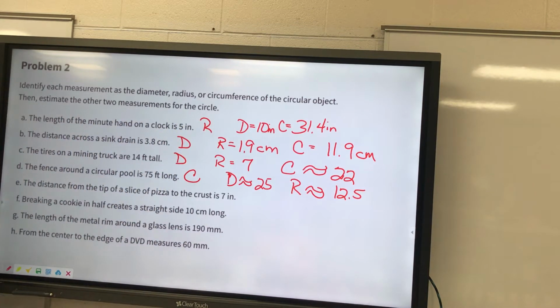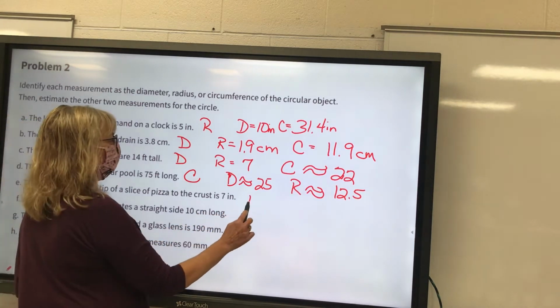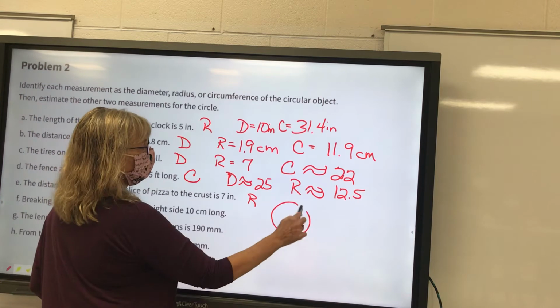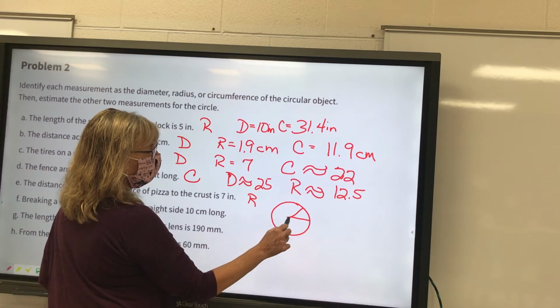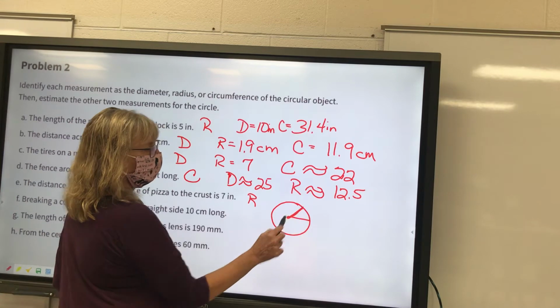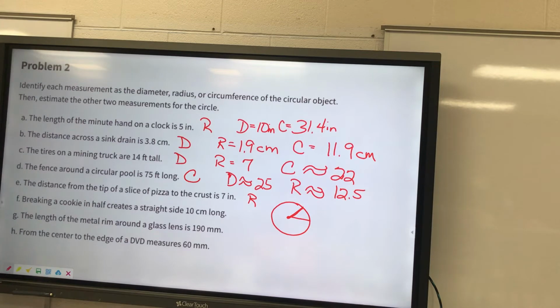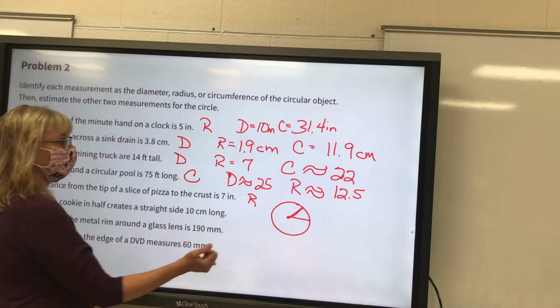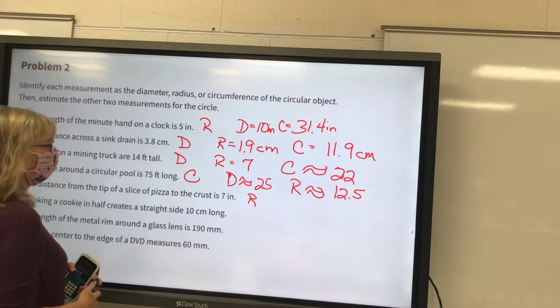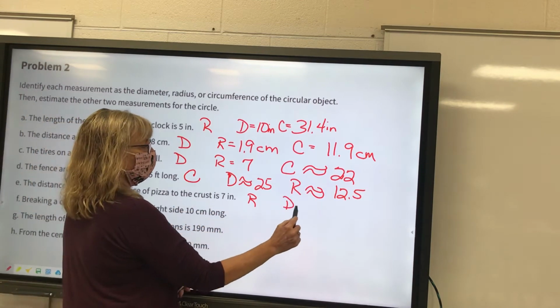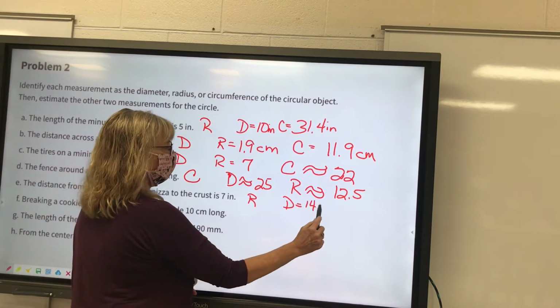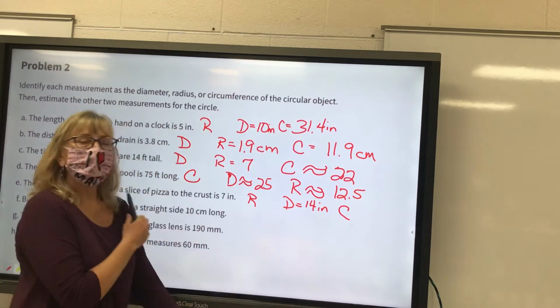Okay? All right, the distance from the tip of a slice of pizza to the crust is 7 inches. Radius. If we've got a piece of pizza and we're going from the tip of the piece of pizza to the edge, is that diameter or is that radius? Radius. Okay. So if the radius is 7 inches, what's the diameter? 14. What's the circumference?